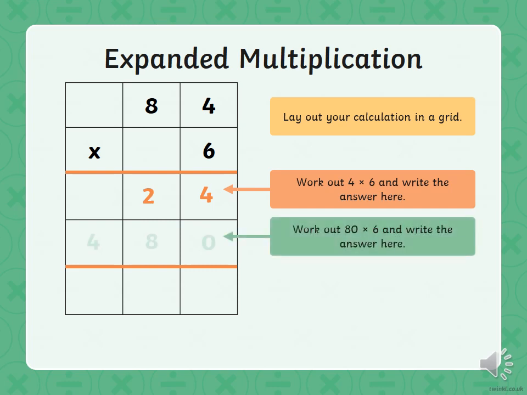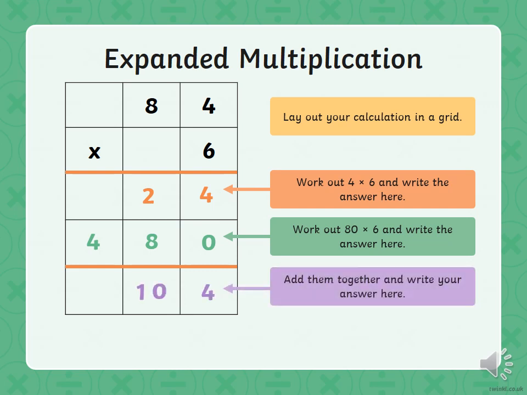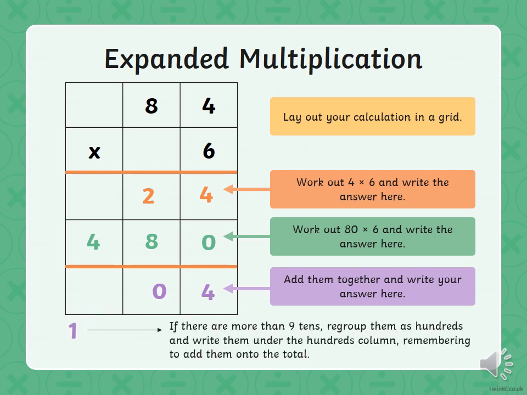Then your next step, well done, is work out 80 times 6, which is the same as 8 times 6, a 0 has been added. And then you add it all together, and remember that the ones that are more than 9, you need to move them over to the hundreds column and add them onto the total.